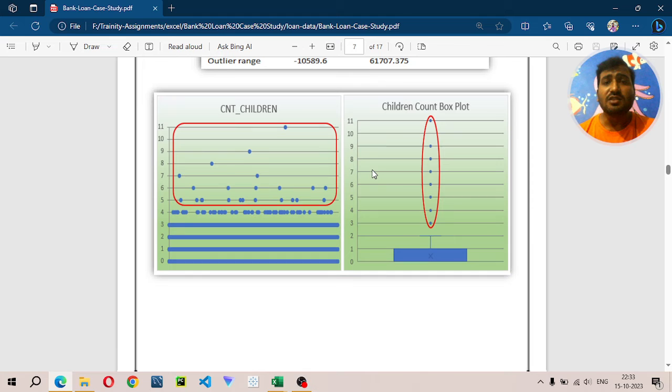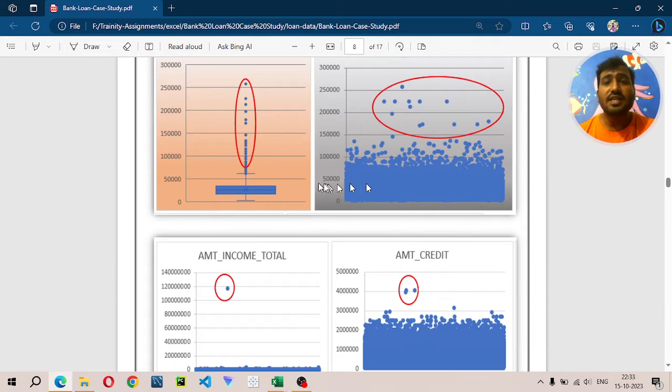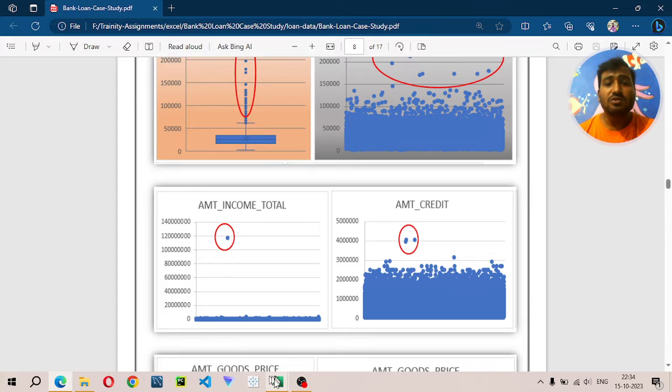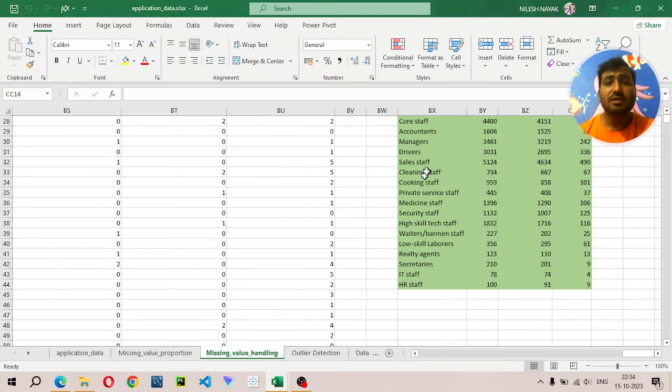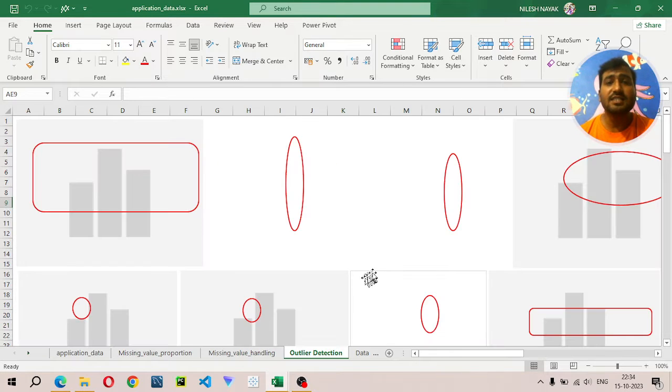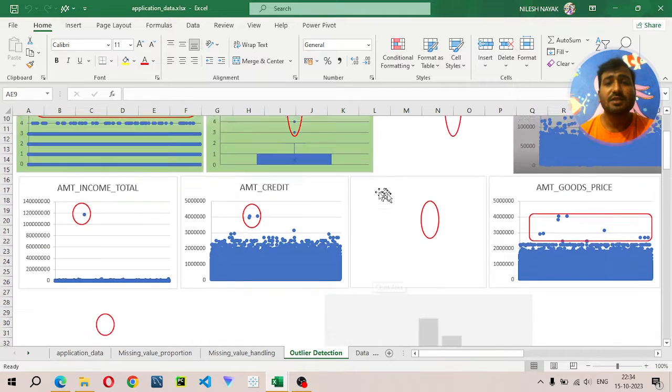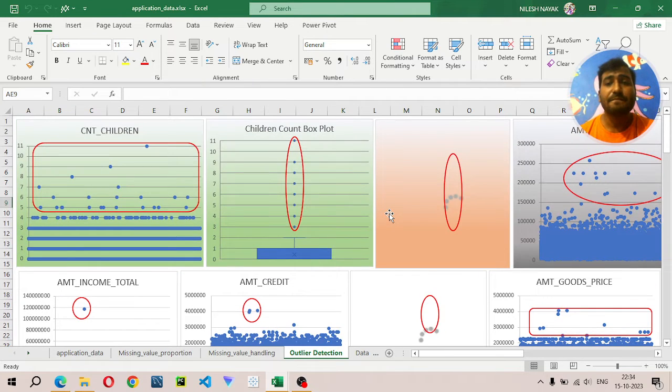Here we have drawn many charts like scatter charts and whisker box plot charts on the data we have worked on. I can show you on the Excel itself here. It is loading.